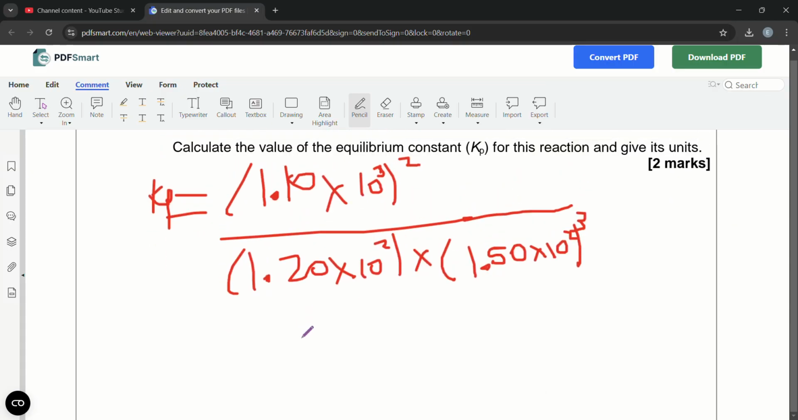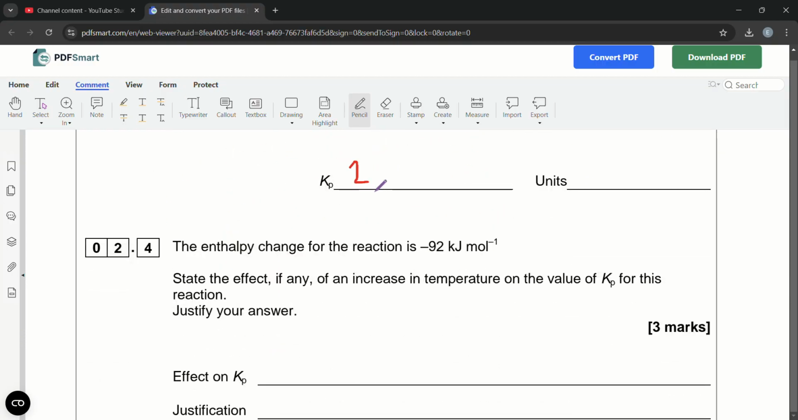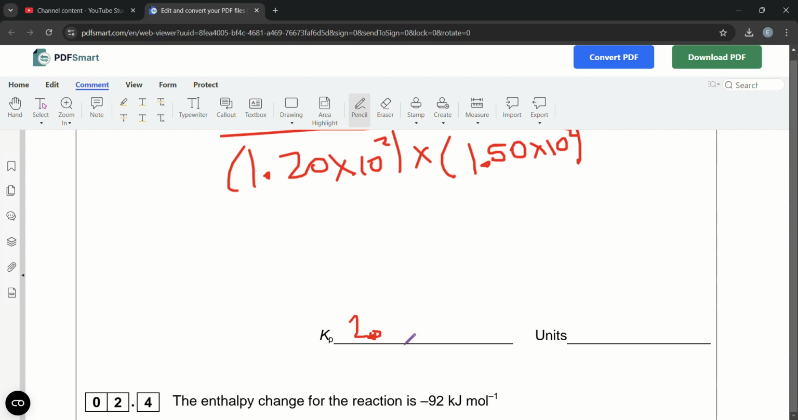And therefore we'll get Kp as curly brackets 1.10 times by 10 to the power 3 squared over 1.20 times by 10 to the power 2 times by 1.50 times by 10 to the power 2 cubed. 2.98 times by 10 to the power minus 3.